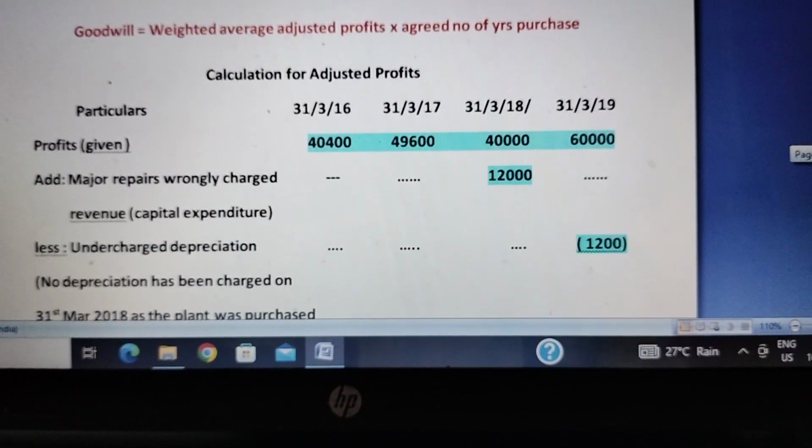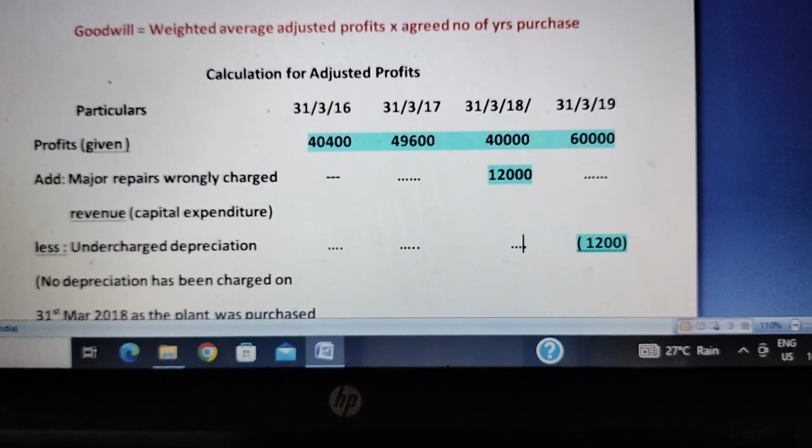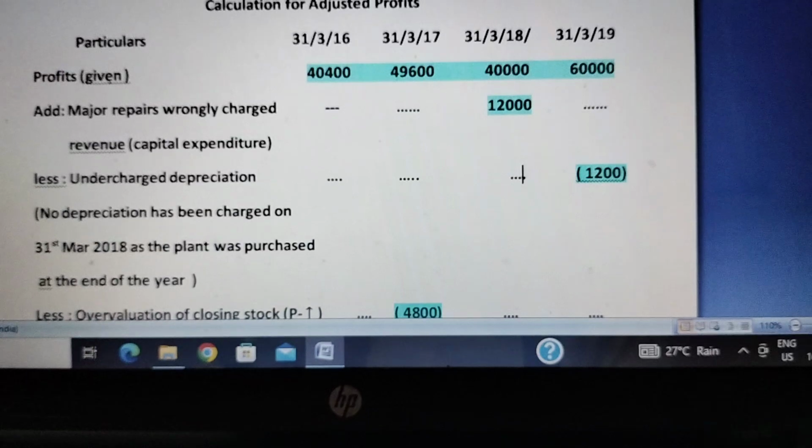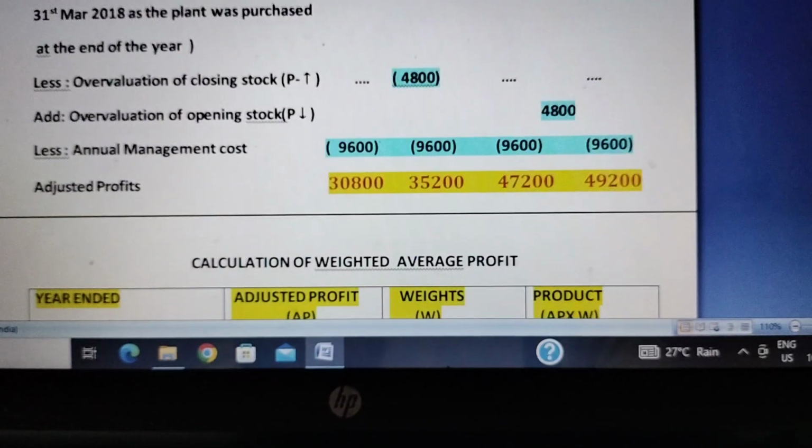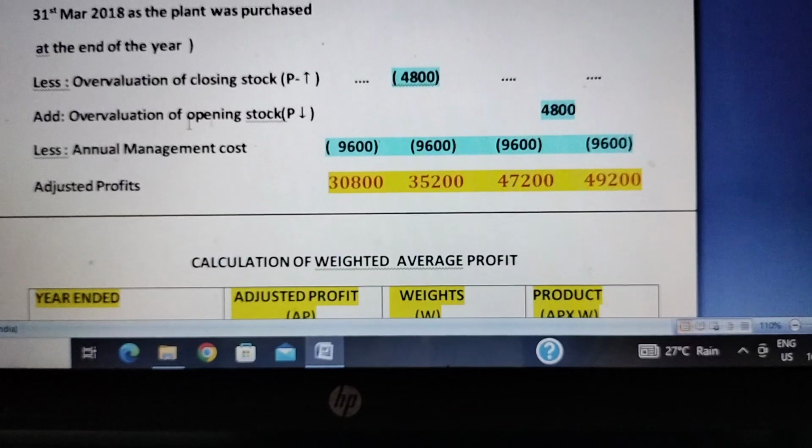Okay, 17. But the closing stock of 2017 means the opening stock of 2018. So definitely the opening stock of 2018 has also been overvalued. When the opening stock is overvalued, it would reduce the profit. So we have to add. So overvaluation of opening stock: when opening stock is overvalued, then the profit would have been reduced. So in order to find out adjusted profit, we have to add. In 2017, we deduct the closing stock overvaluation, because the impact of overvaluation of closing stock is that the profit would have been increased, so we have deducted.